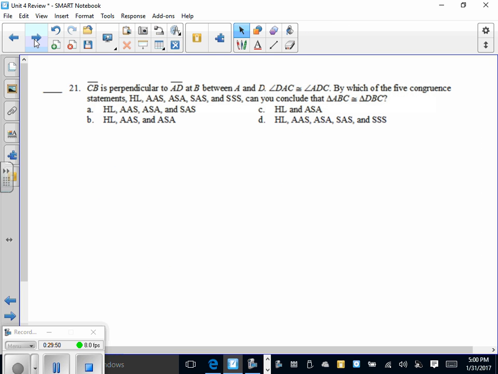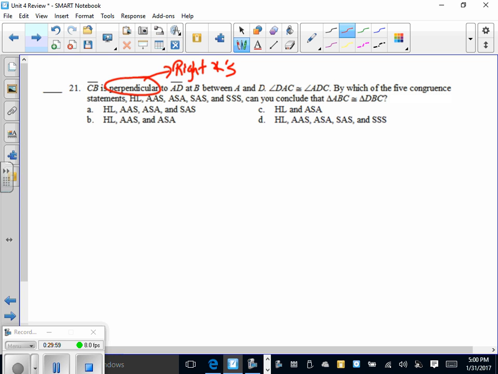Okay? Number 21. The key word in this one says perpendicular. You should automatically associate that with right angles. Intersect at right angles. So it says that line segment CB is perpendicular to line segment AD, and that B is between A and D. So here's point A, here's point B. B is between A and D. So that means C is up here somewhere. Perpendicular meaning they form right angles.